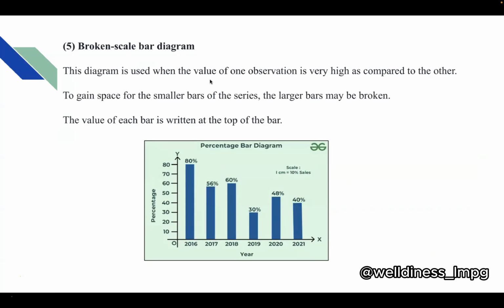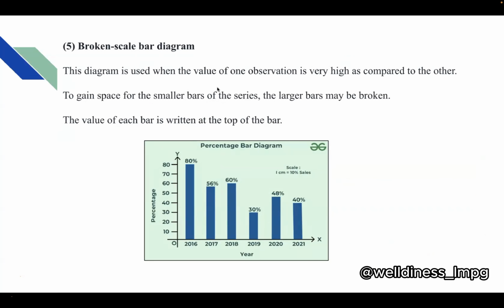Now, broken scale bar diagram. This diagram is used when the value of one observation is very high as compared to the other. To gain space for the smaller bars of the series, the larger bars may be broken, and the value of each bar is written at the top of the bar.